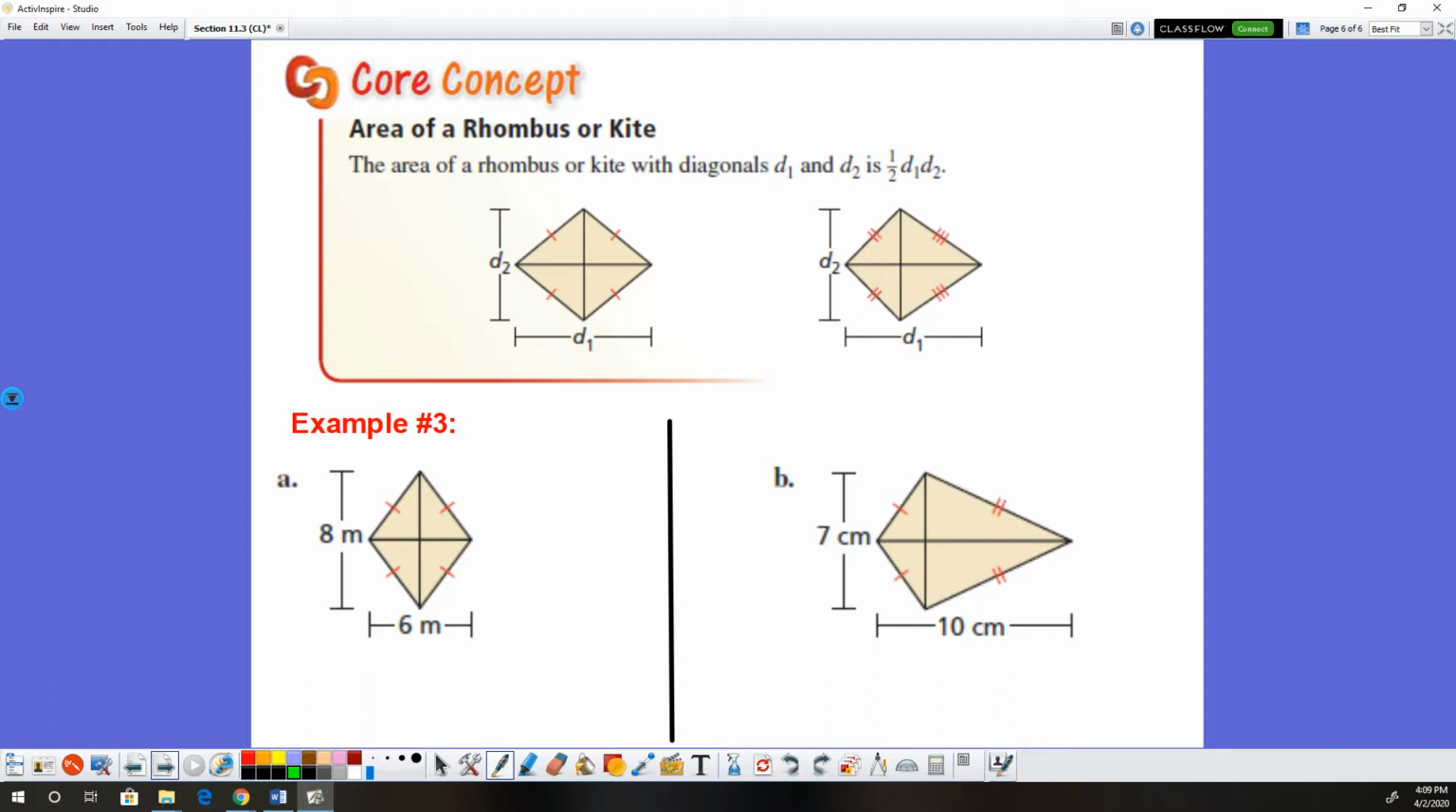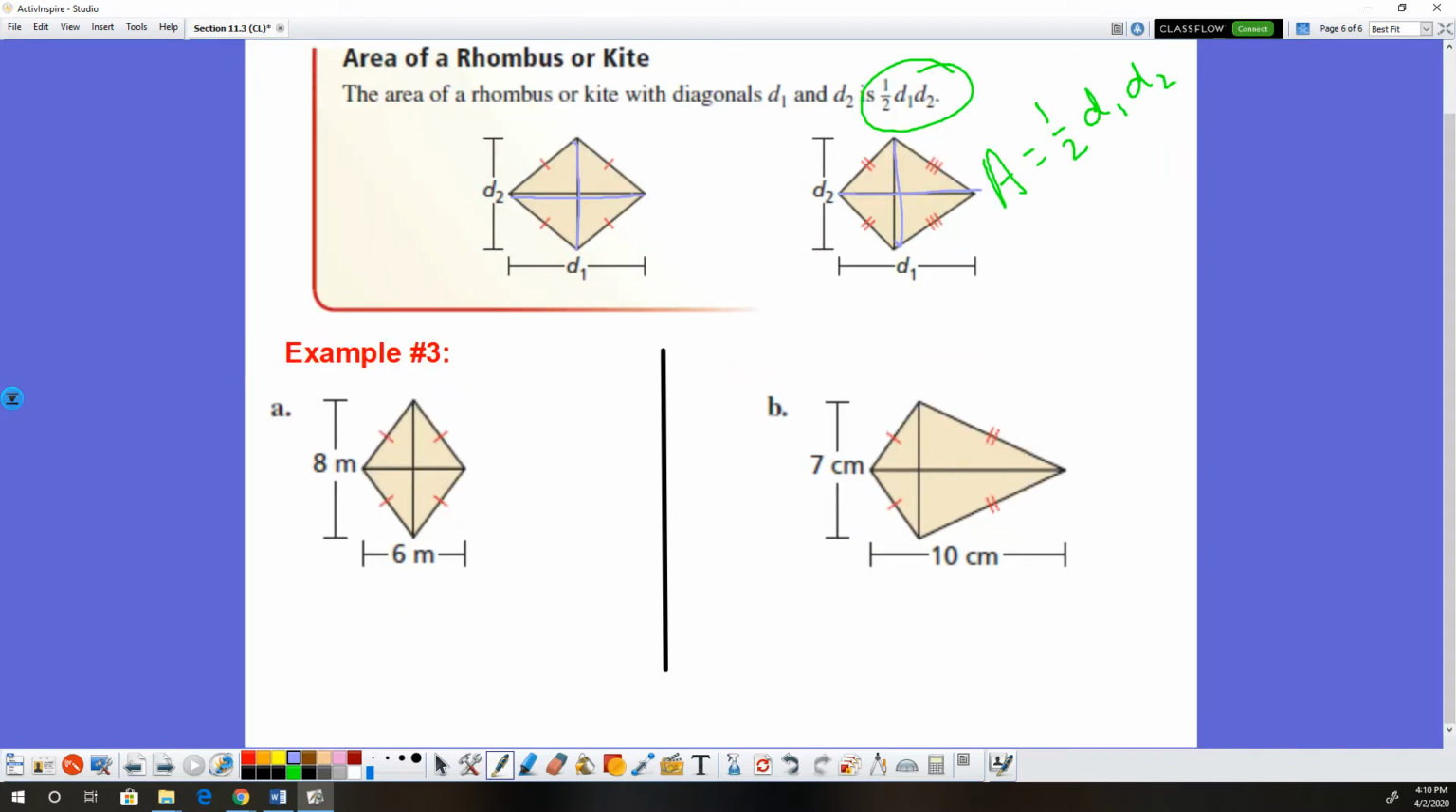All right, so the area of a rhombus or a kite is 1/2 diagonal 1 times diagonal 2. So area equals 1/2 diagonal 1 times diagonal 2. Guys, it doesn't matter which one's diagonal 1 and which one's diagonal 2. Just pick one and go with it. Now, when I say diagonals, that means this is a diagonal and this is a diagonal. This is diagonal, this is diagonal.